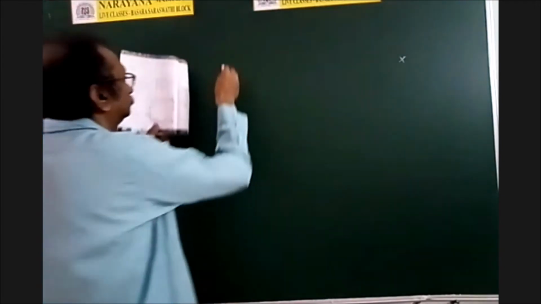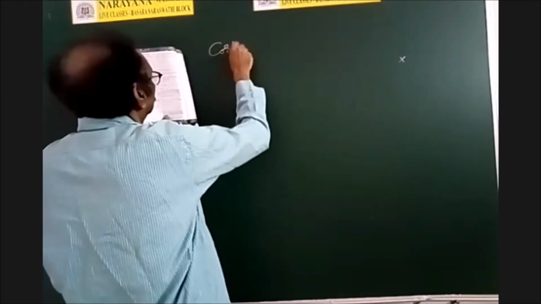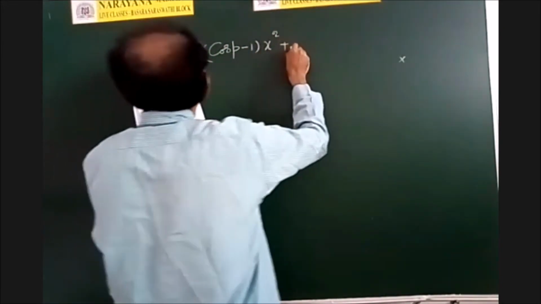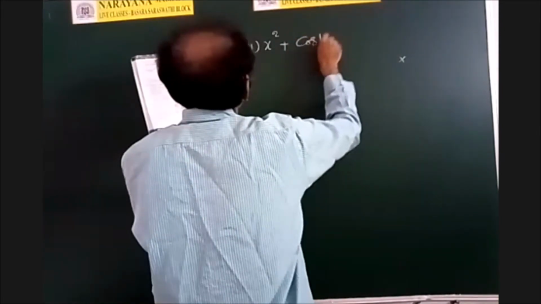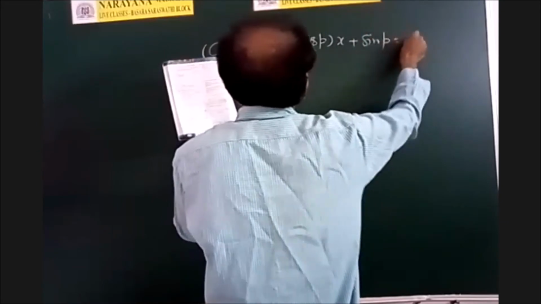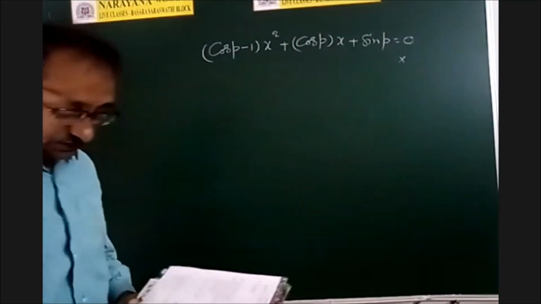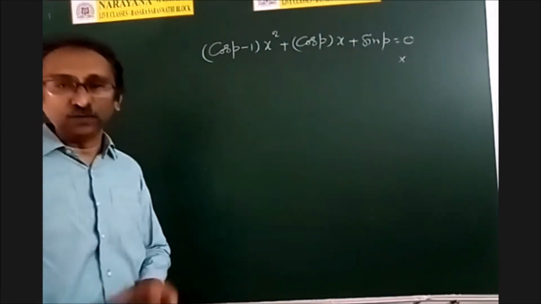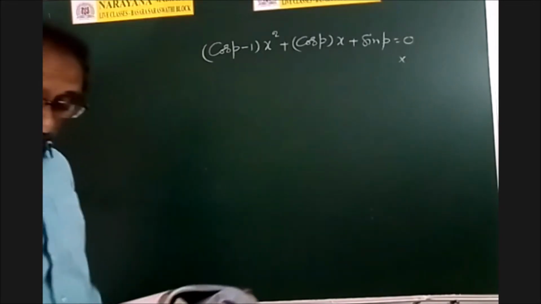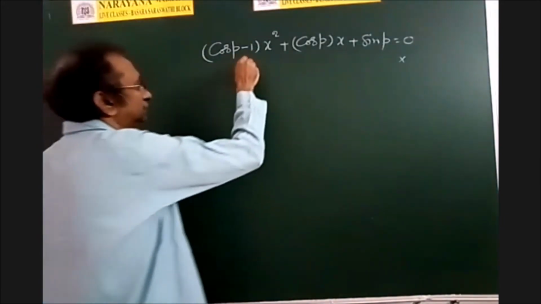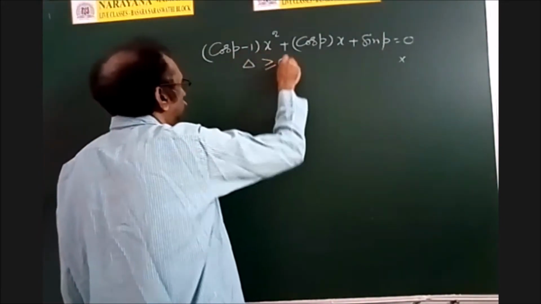See next question, 41. The equation (cos p minus 1) x square plus cos p x plus sin p is equal to 0, where x is a variable with real roots, then the interval of p may be any one of the following. So what is the question? So it has real roots. That means the discriminant must be greater than or equal to 0.